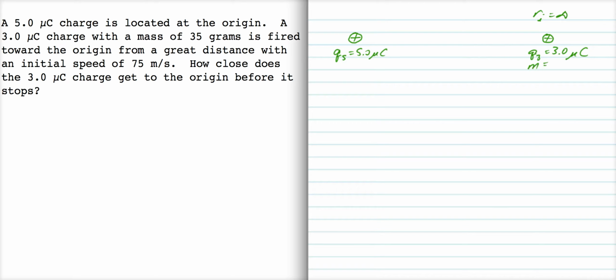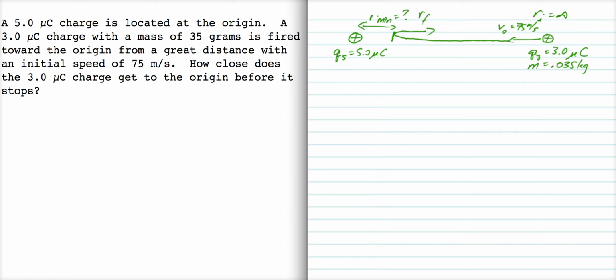This has a mass of 35 grams, so 0.035 kilograms. It's fired toward the origin from a great distance with an initial speed, V0, of 75 meters per second. So this guy is going to travel and get close to the nucleus, but it's not going to get there. It's going to turn around. And it's going to reach some minimum distance, R min, or R final, if you prefer. And we need to find out what that R final is. We need to find out how close does it get to the origin before it comes to a stop.